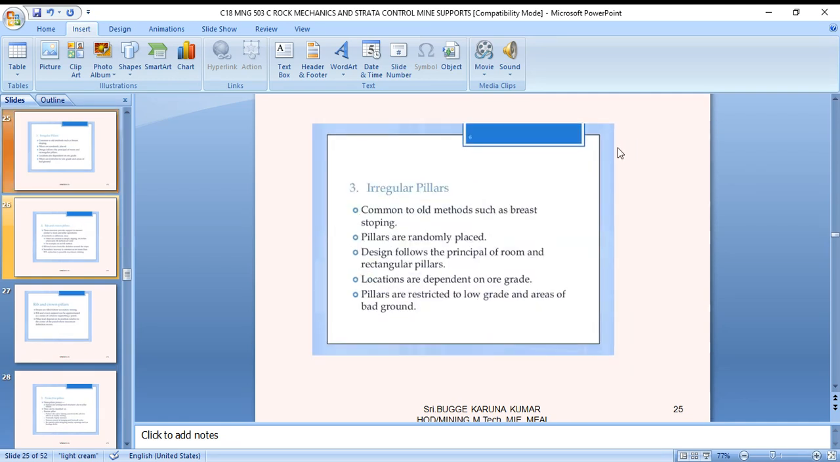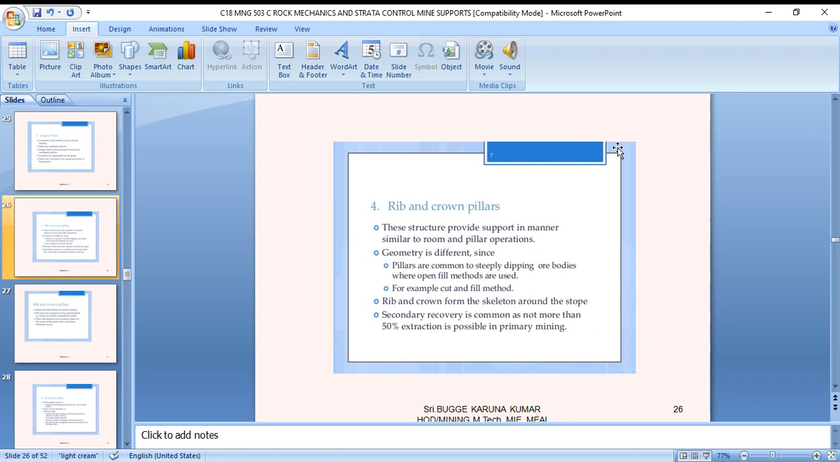Irregular pillars are common to old methods such as breast stoping. Pillars are randomly placed. Design follows the principle of room and rectangular pillar. Locations depend on the ore grade. Pillars are restricted to low grade and areas of bad ground.